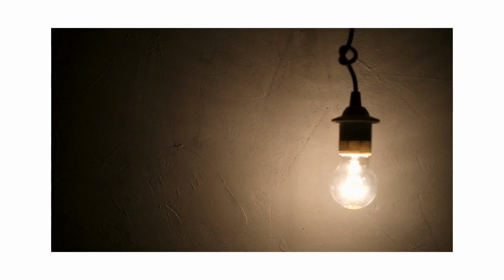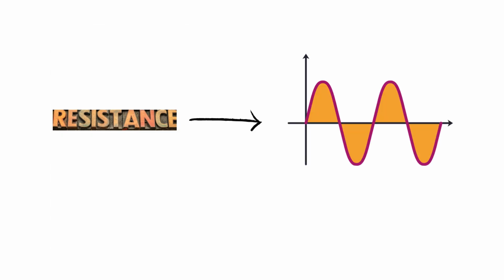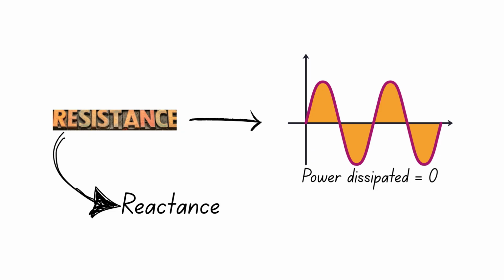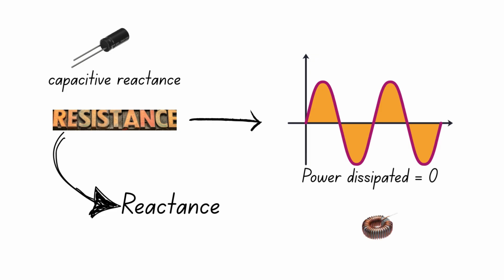So, these energy absorptions can be considered as a form of resistances to the alternating current flowing. But since no power is dissipated in these two components, their opposition to AC is called reactance. For capacitors, we call it capacitive reactance, and for inductors, it's called inductive reactance.